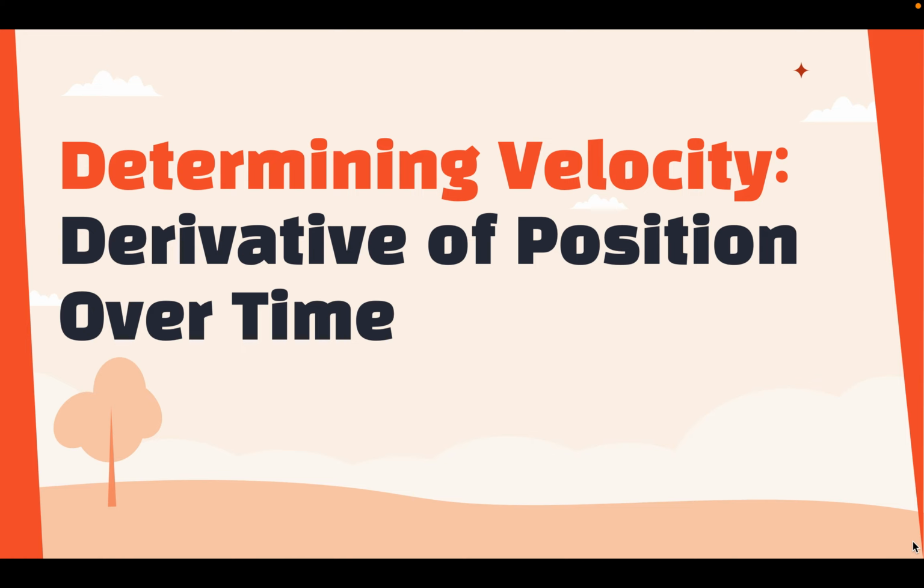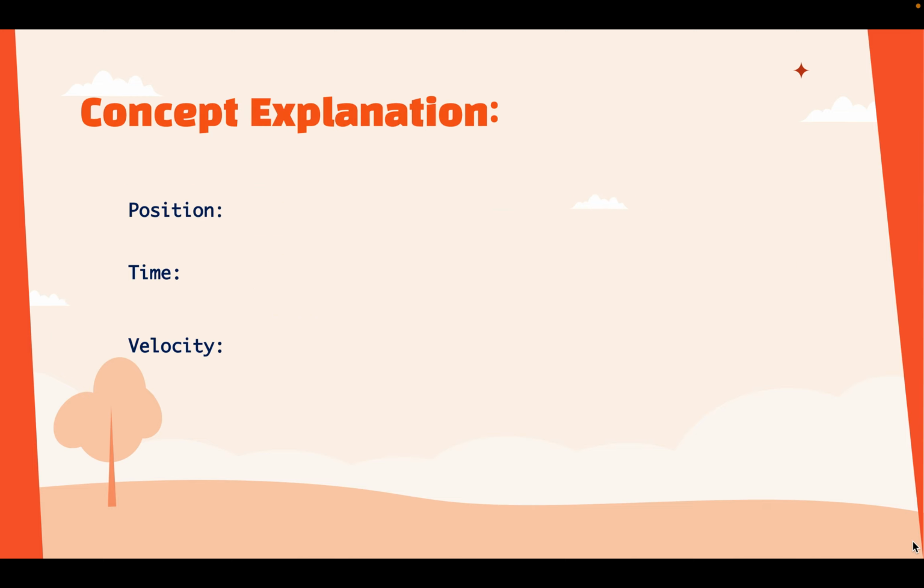Good evening, everyone. Today we'll be discussing how we can determine how quickly an object's position changes over time. In other words, we'll explore how to calculate velocity using the derivative of position over time.